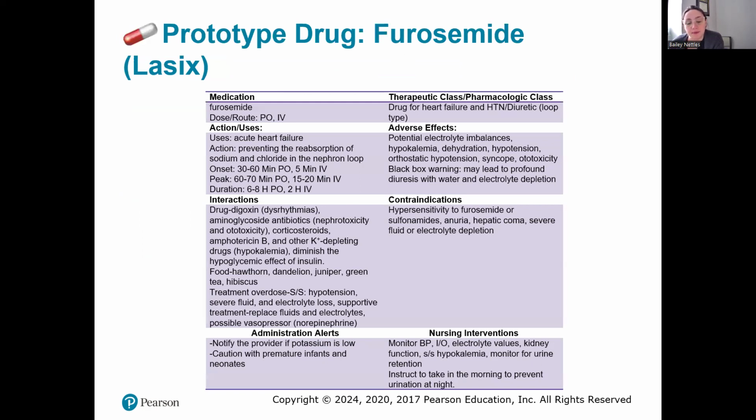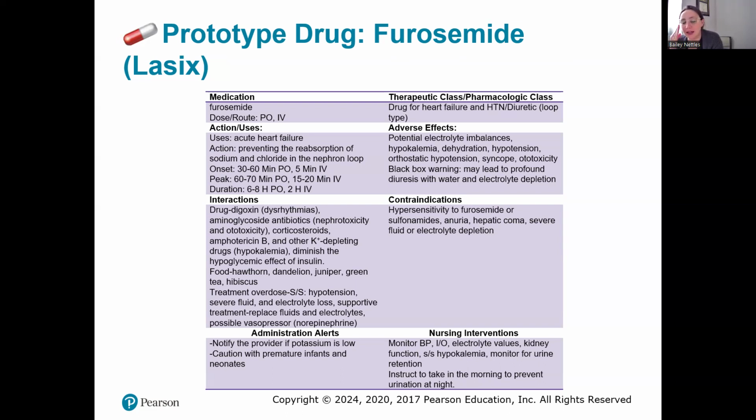Furosemide is PO or IV. That can be push or drip. It is used for acute heart failure, high blood pressure, excess edema, things like that. It prevents the reabsorption of sodium and chloride in the loop of Henle. Obviously, potential electrolyte imbalances, hyponatremia, dehydration, hypotension, orthostatic hypotension, syncope, and it's also ototoxic, okay? And that is especially in the IV form. If you push it really fast, you will have immediate tinnitus as you're pushing it if you push it way too fast, okay? We want to push it slow, we want to follow the guidelines.